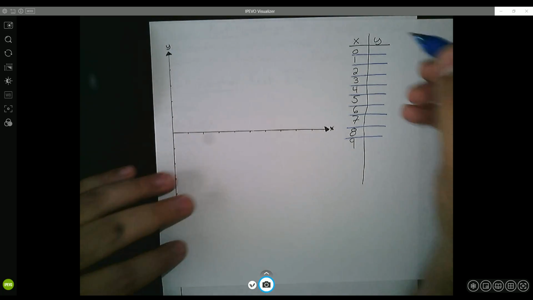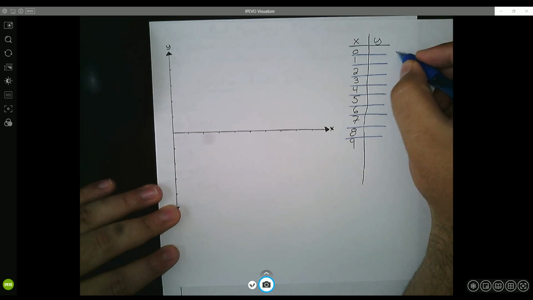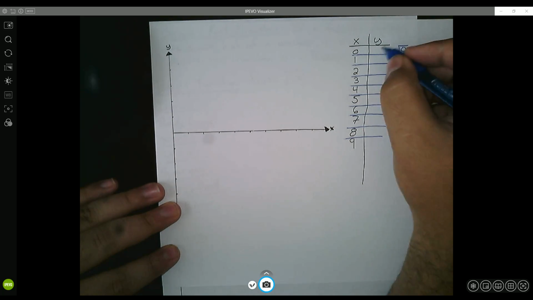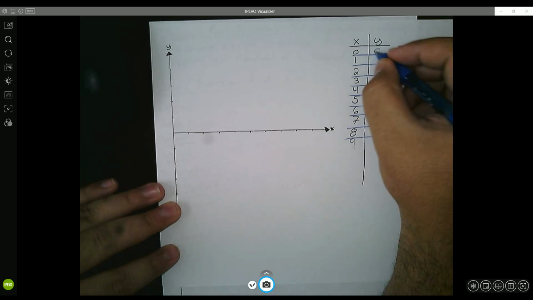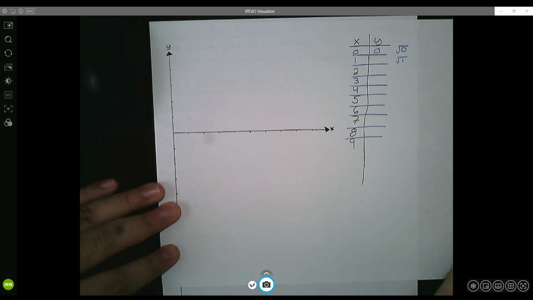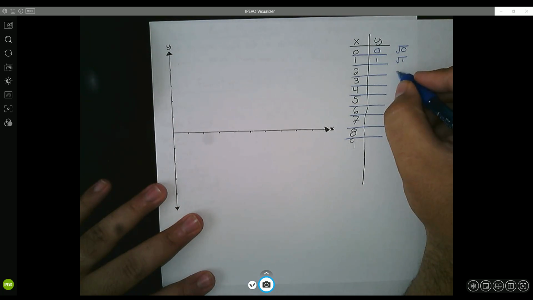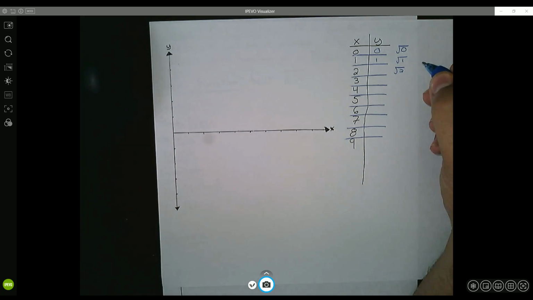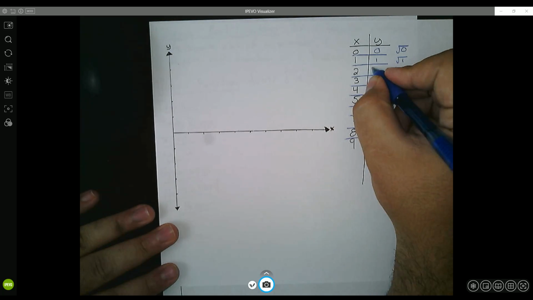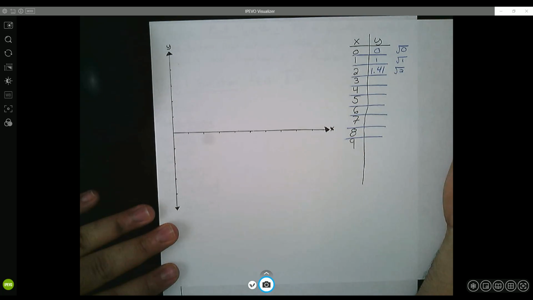So for the first one, the square root of 0. Plug that into your calculator. We get a corresponding y value of 0. Square root of 1. Plug that in your calculator once again. You get 1. Square root of 2. Now these are where we start getting into irrational numbers where our decimal just keeps on going and going and going. So we're just going to approximate it. When you put this in your calculator, you get 1.41.